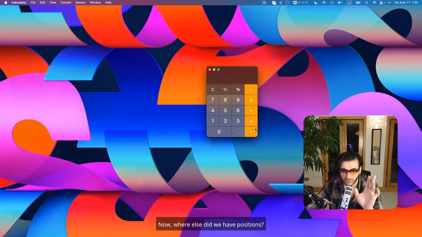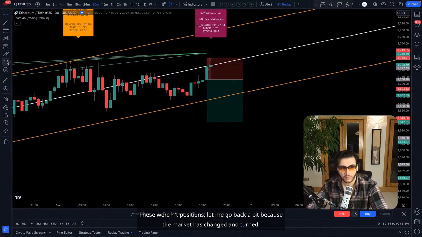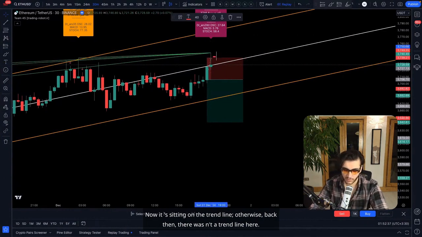Now, where else did we have positions? These weren't positions. Let me go back a bit because the market has changed and turned. Now it's sitting on the trend line.